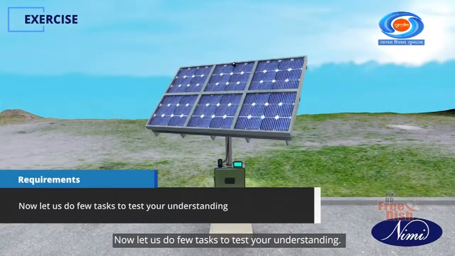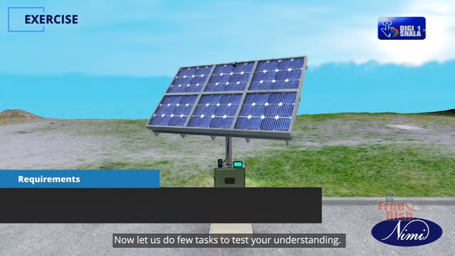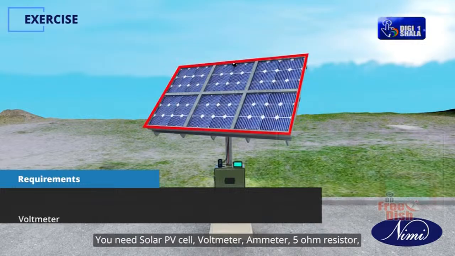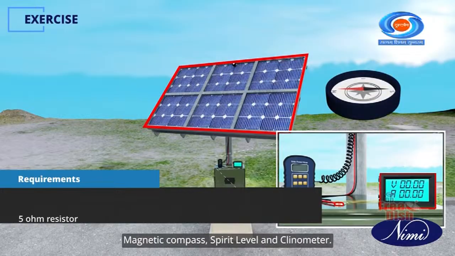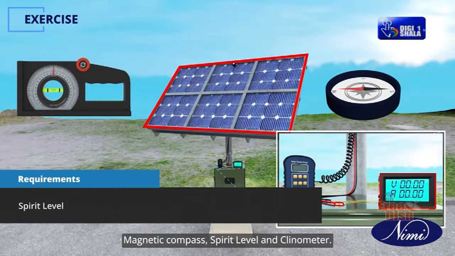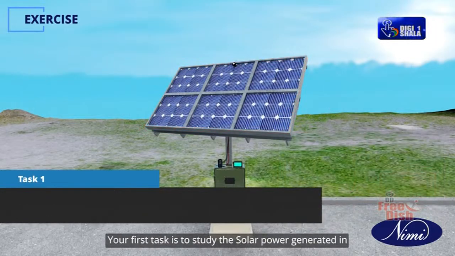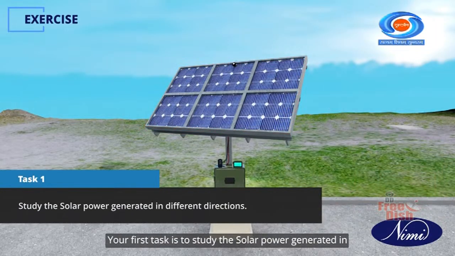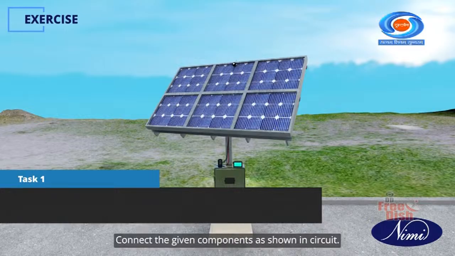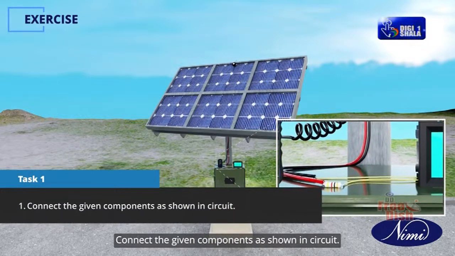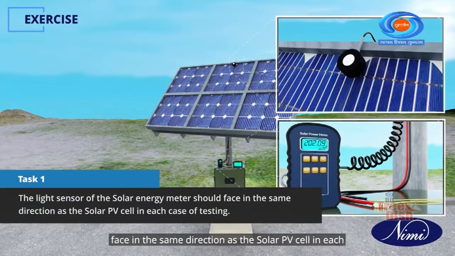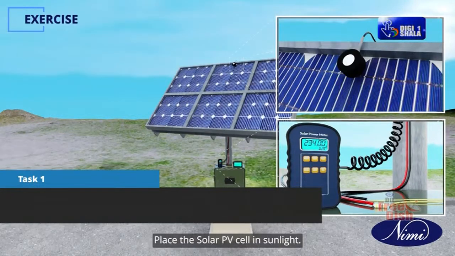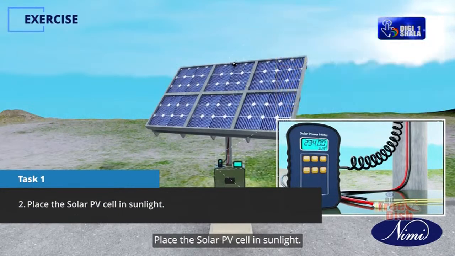Now let us do few tasks to test your understanding. You need solar PV cell, voltmeter, ammeter, 5 ohm resistor, magnetic compass, spirit level, and clinometer. Your first task is to study the solar power generated in different directions. Connect the given components as shown in circuit. The light sensor of the solar energy meter should face in the same direction as the solar PV cell in each case of testing. Place the solar PV cell in sunlight.